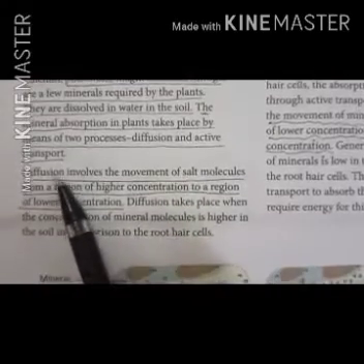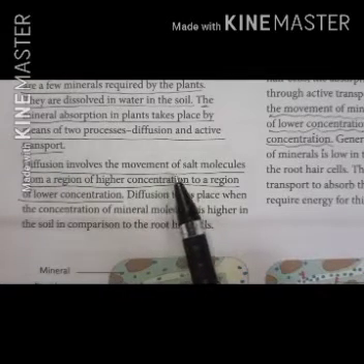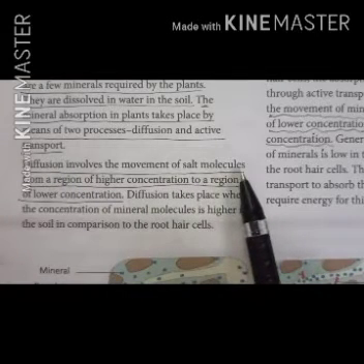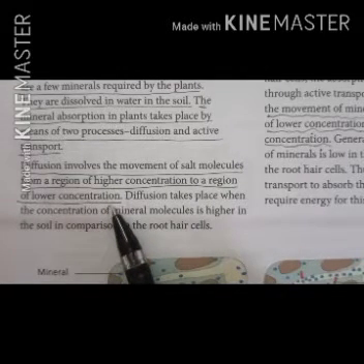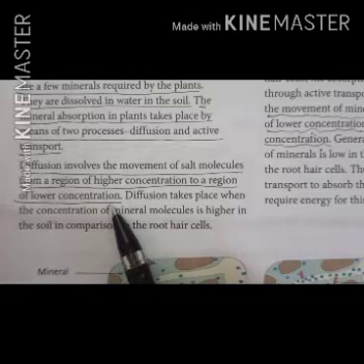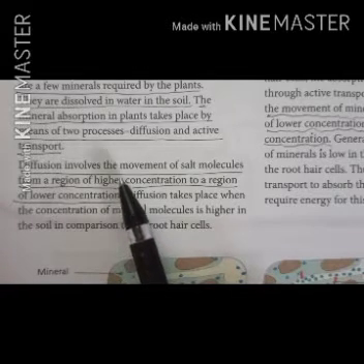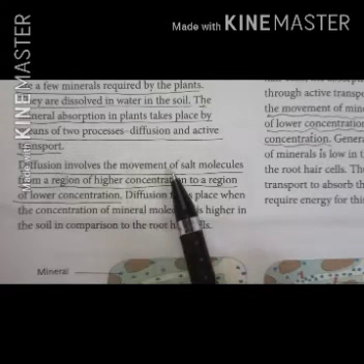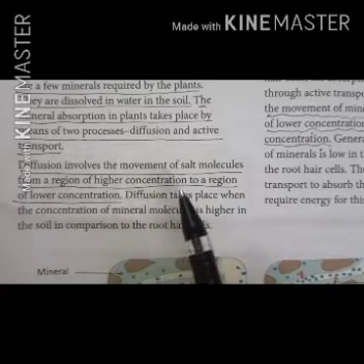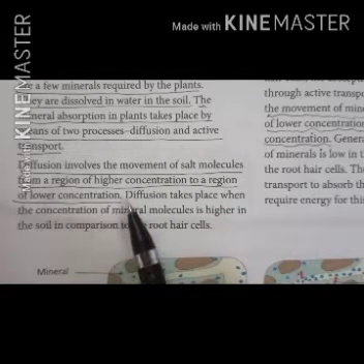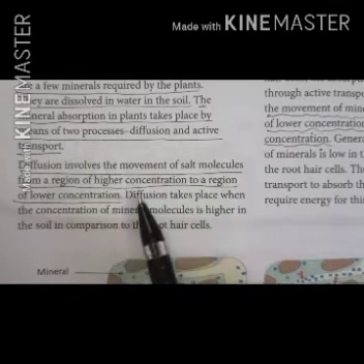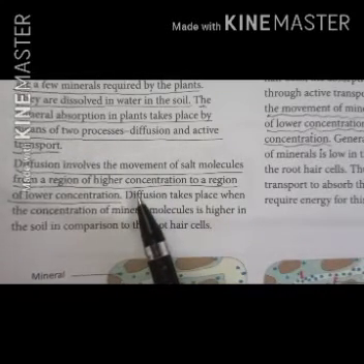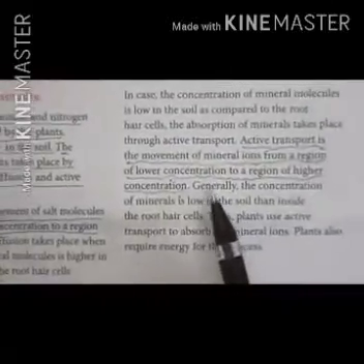Right? First, what is diffusion? Diffusion involves a movement of salt molecules from a region of their higher concentration to the region of their lower concentration. Right? In osmosis, you have read, what is osmosis? That is the movement of water molecules from their higher concentration to the lower concentration, but through a semi-permeable membrane. But in diffusion, no semi-permeable membrane is required. Right? Now next is your active transport.